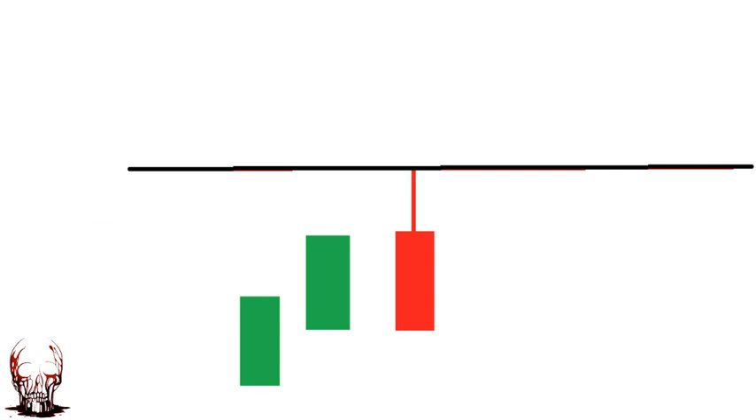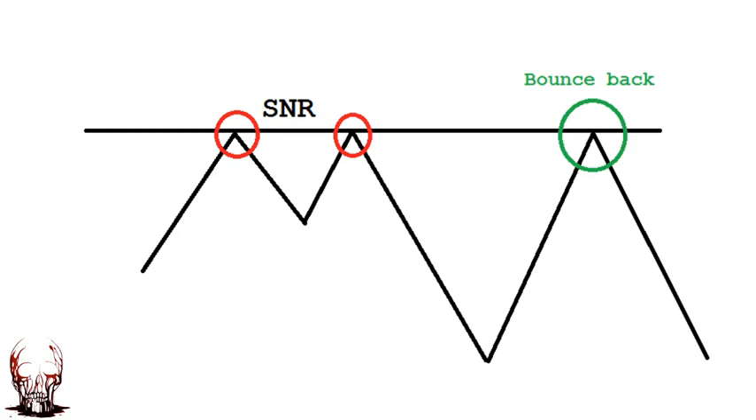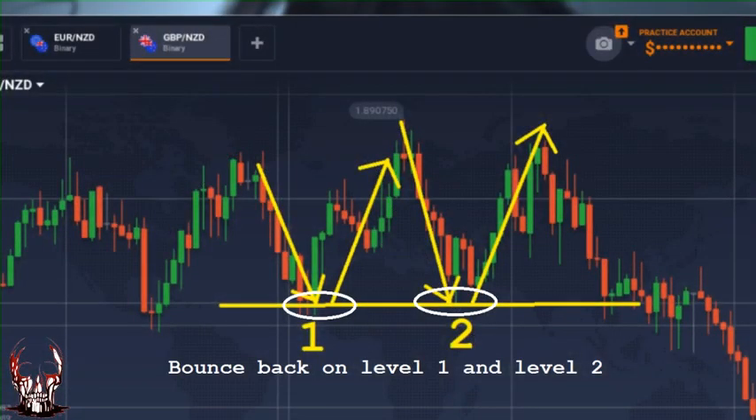Back to the topic. First kind of SNR is bouncing line. What does it mean? It means from where market can bounce. For example, if you know the explanation of SNR in my previous video, the market was bouncing on SNR level, remember? This is called bouncing line. Why? Because market comes to this level, touches it and bounces or reverses. Same for the other level too. Whenever market comes to this particular level, it bounces back. So it's called bouncing line.